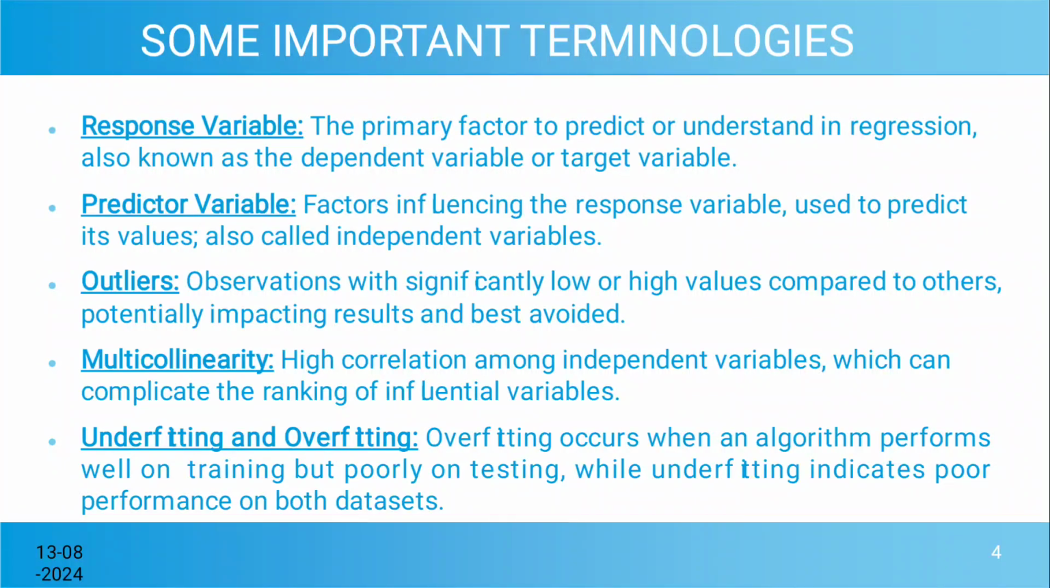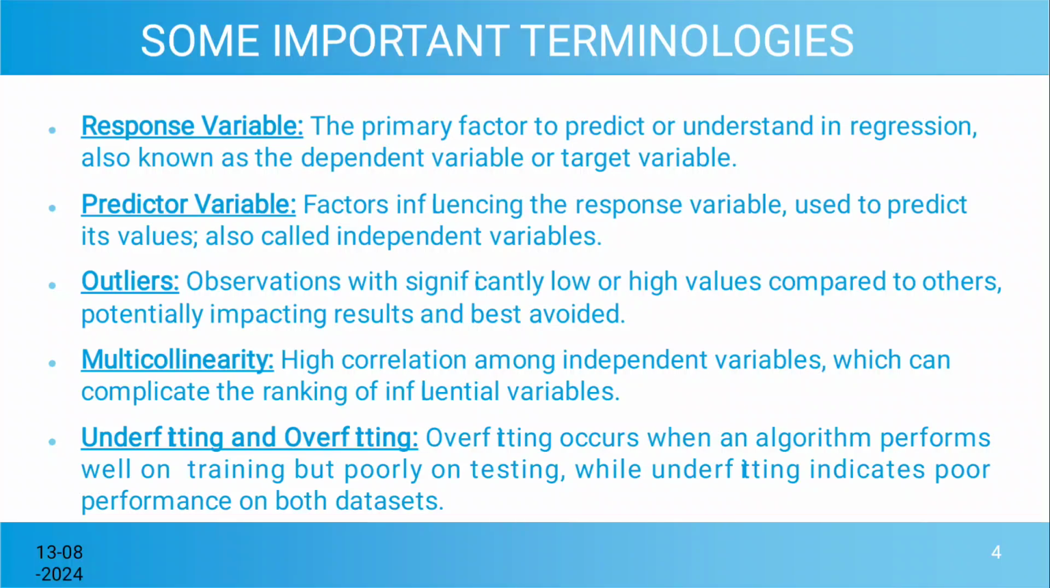Now, important terminologies: response variable, predictor variables, outliers, multicollinearity, underfitting, and overfitting. Response variable is the primary factor to predict or understand in regression, also known as the dependent variable or target variable. Predictor variable is a factor influencing the response variable, used to predict its values, also called independent variables. Outliers. An outlier is an observation significantly low or high compared to others, potentially impacting the result and best avoided. Multicollinearity, high correlation among independent variables, which can complicate the ranking of influential variables.